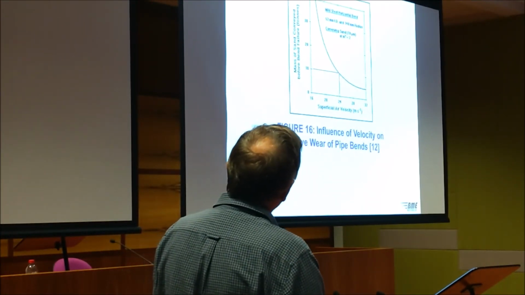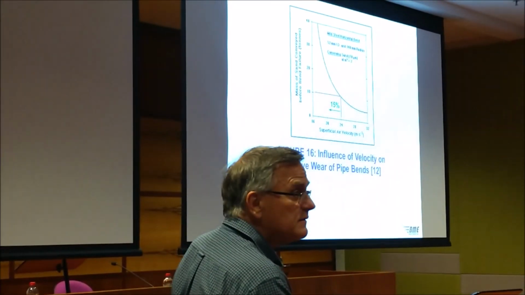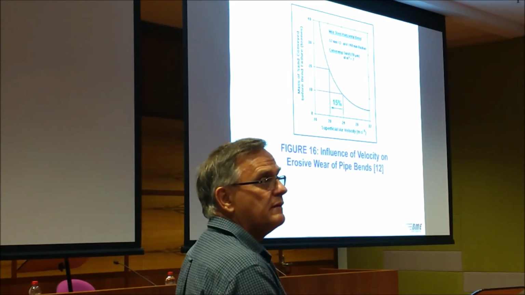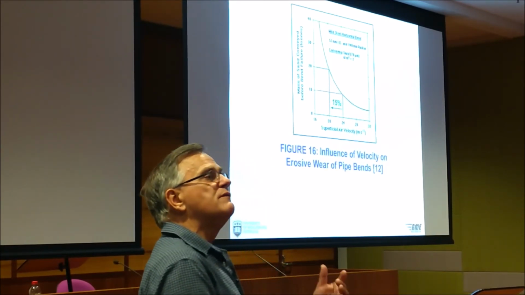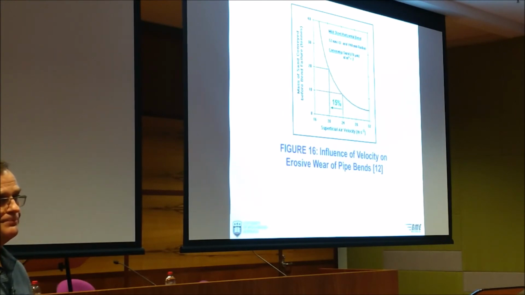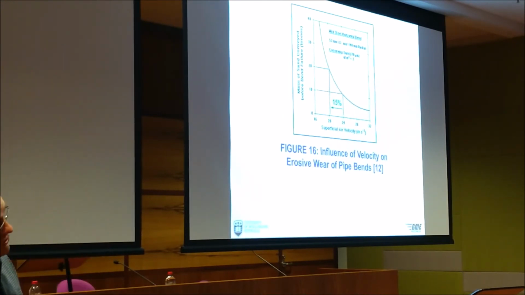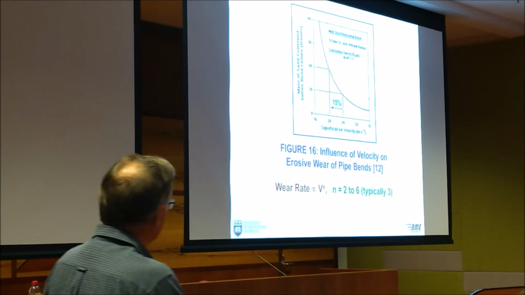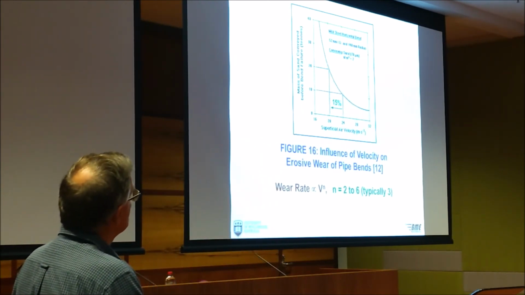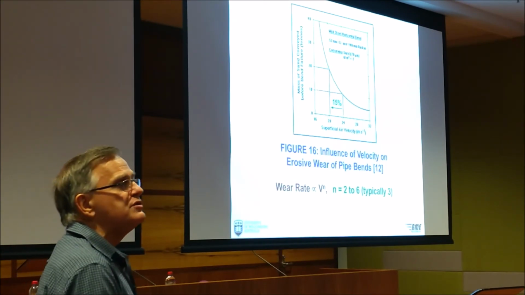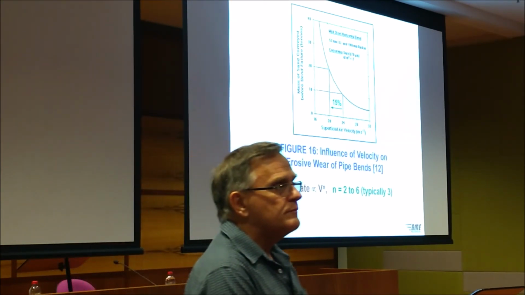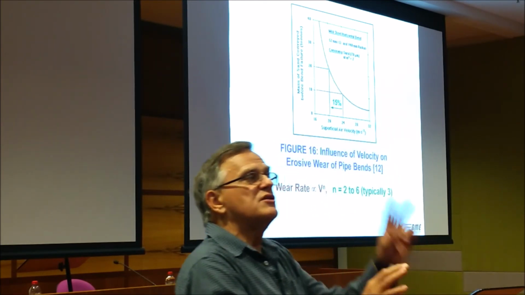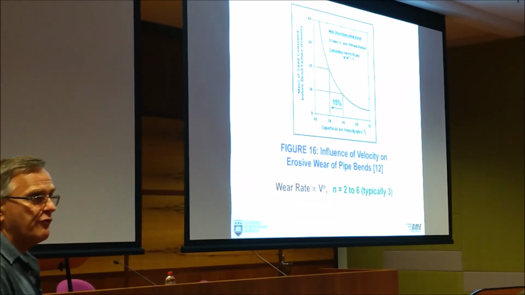If we drop our velocity by only 15%, to roughly 20 metres per second, we double the service life of that bend. So the relationship between wear and velocity is not linear. It works both ways, increasing or decreasing. The relationship for a wide range of materials is something like this: the wear rate is proportional to velocity, roughly cubed. It ranges from 2 to 6, typically 3. If you don't know anything else, use an average of 3.